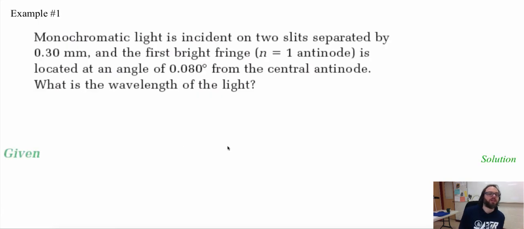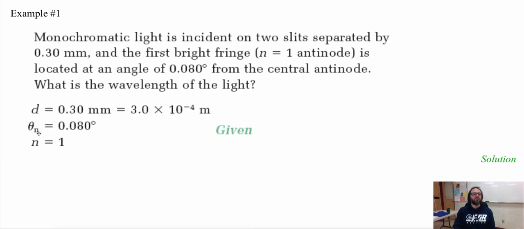So here is my first example. We have a monochromatic light incident on two slits separated by 0.3 millimeters. And the first bright fringe, the first antinode, is located at an angle of 0.08 degrees from the central antinode. What is the wavelength of the light? So here we know my angle of diffraction is 0.080 degrees. We know my distance between slits is 3 times 10 to the negative 4 meters. And I know the antinode we're trying to figure out is the first one.